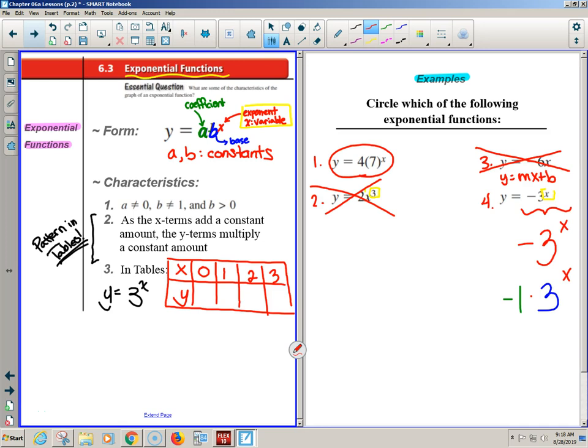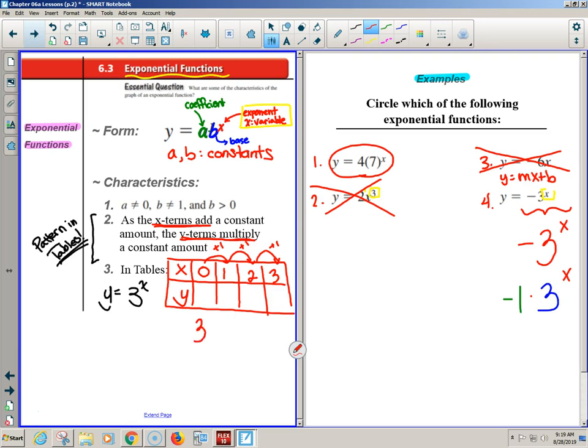As the x's add, you see how the x's are just going up by 1 every time? So the pattern says, as the x's add a constant, what are the y's supposed to do? Multiply. Now this is something where we kind of have to plug it in down here if you wanted to see what's really going on.